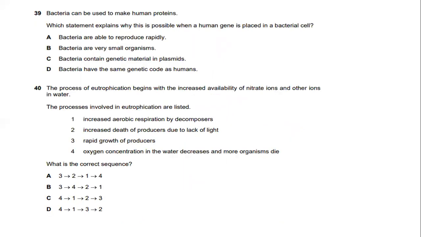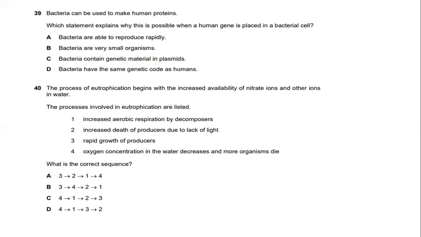Bacteria can be used to make human protein. Which statement explains why this is possible when a human gene is placed in bacterial cells? The answer is bacteria have the same genetic code as humans. The answer is D.